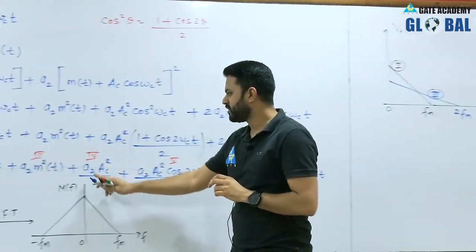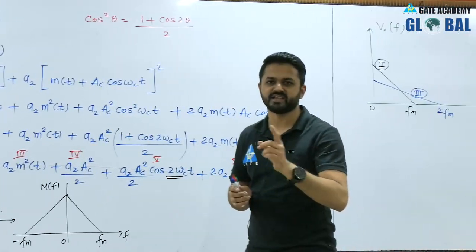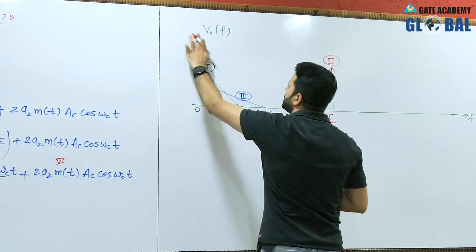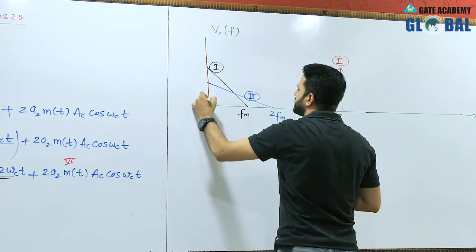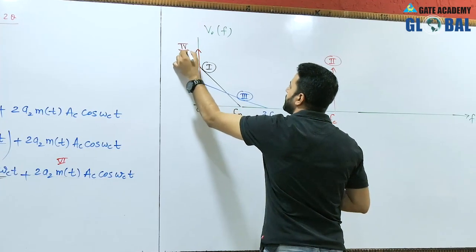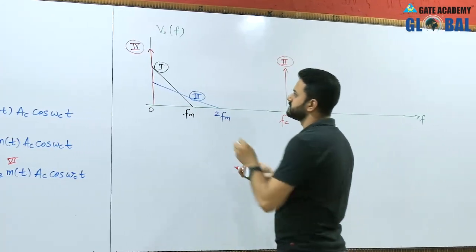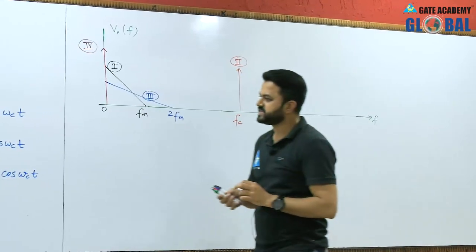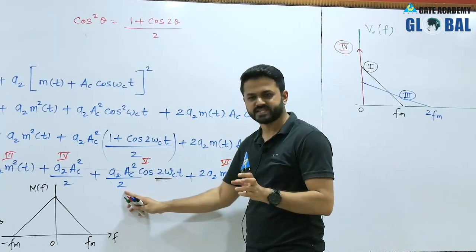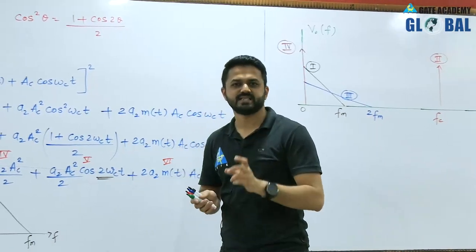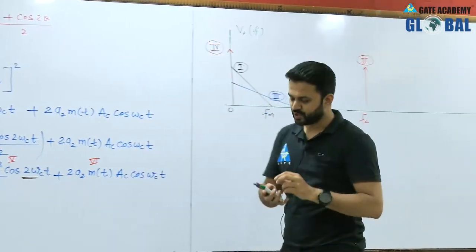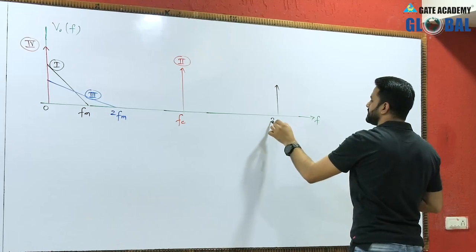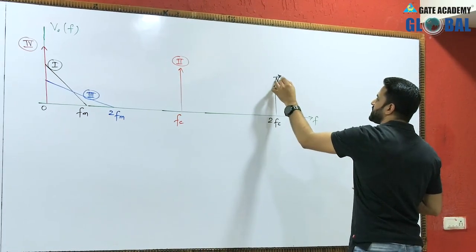Now the fourth term, a2 ac square by 2, which is a constant, and the constant will have an impulse at f equal to 0. So we have an impulse at f equal to 0 here. This is the fourth term. Now the fifth term is a2 ac square by 2 cos 2 omega ct. This is a cosine signal with frequency 2fc, so we get an impulse at 2fc. If this is fc, then we get an impulse somewhere here at 2fc. This is our fifth term.